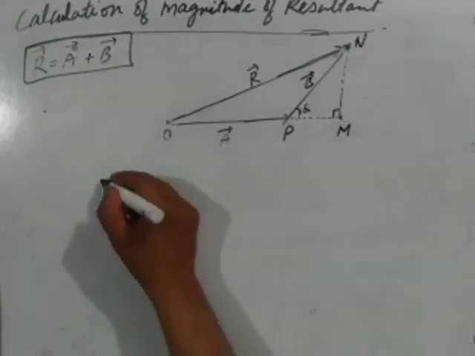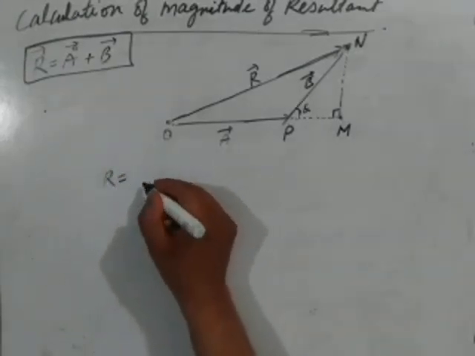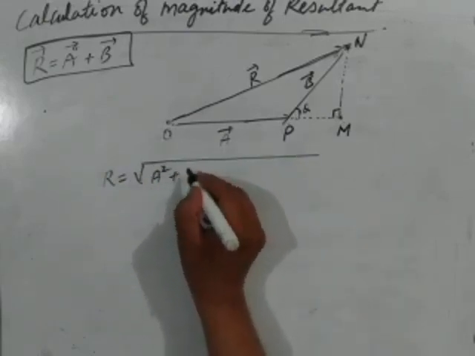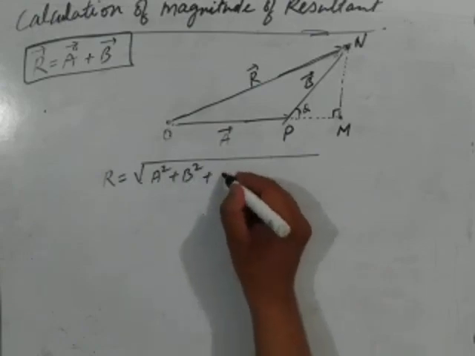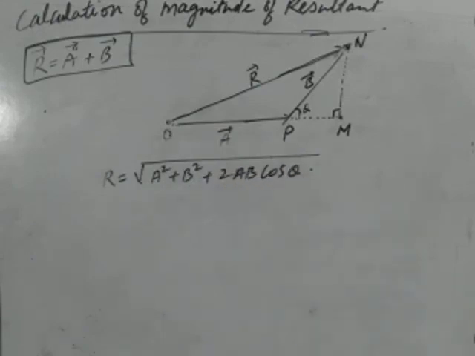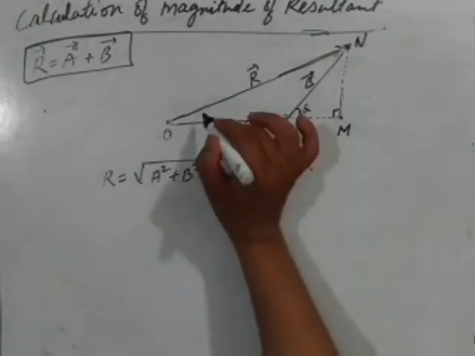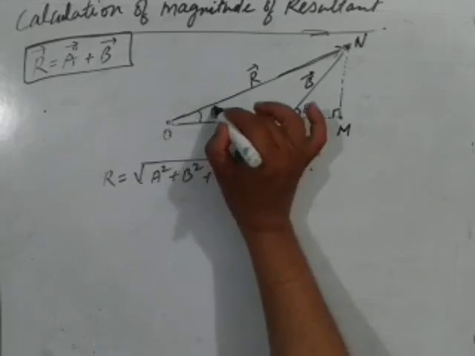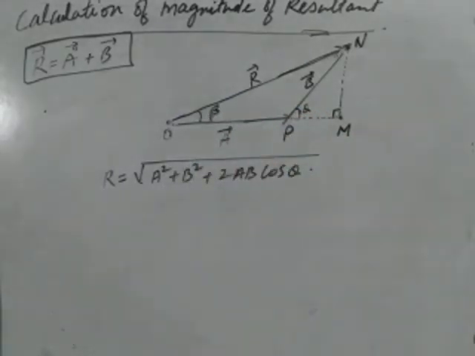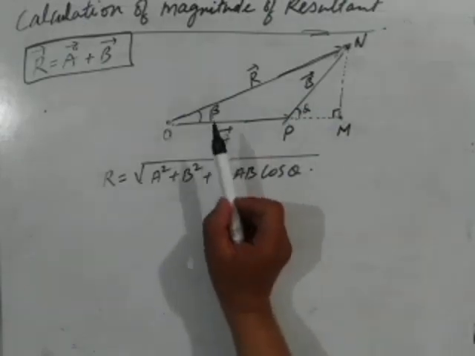Hence the resultant R can be represented by the square root of A square plus B square plus 2AB cos of theta. Now to find out the direction of the resultant, say this angle is beta, so we will find out the value of the angle beta.